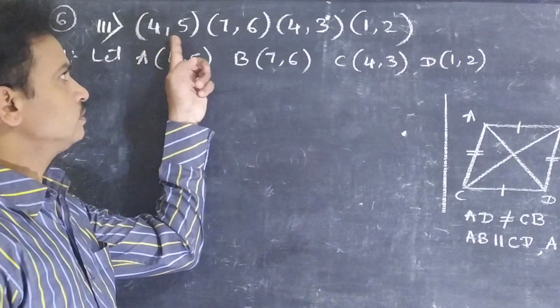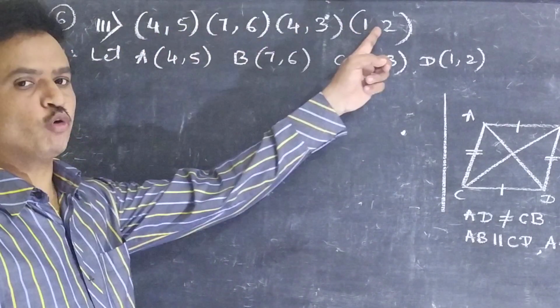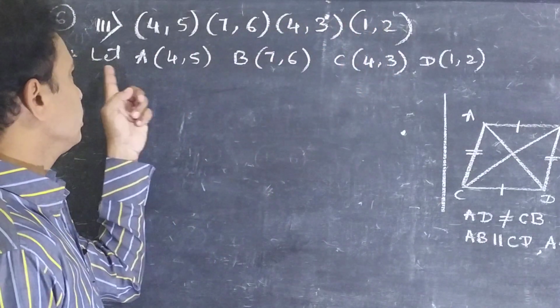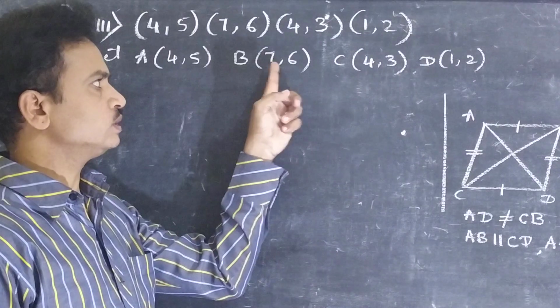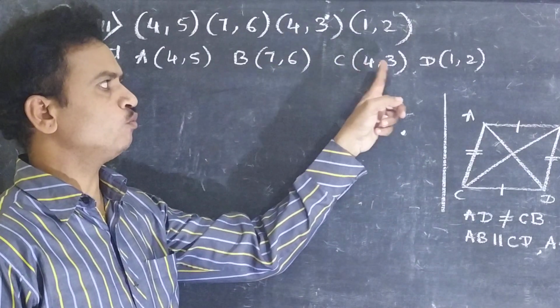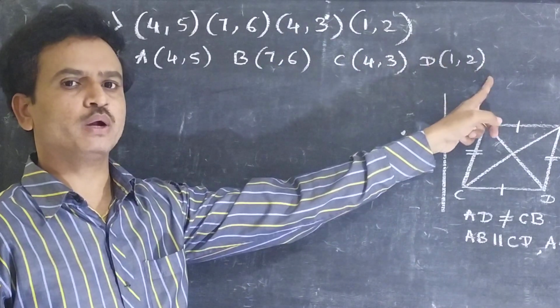Sixth main, third question. Here given 4 points. First point A is equal to (4, 5), B is equal to (7, 6), C is equal to (4, 3), D is equal to (1, 2).